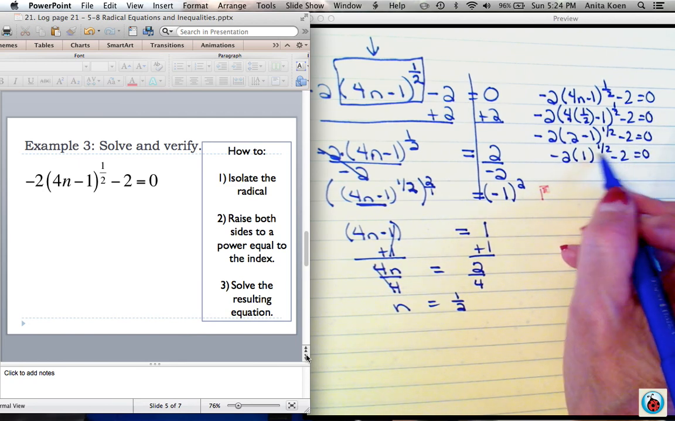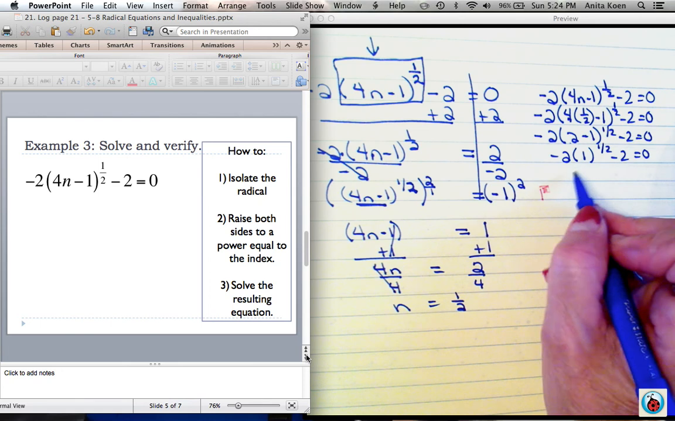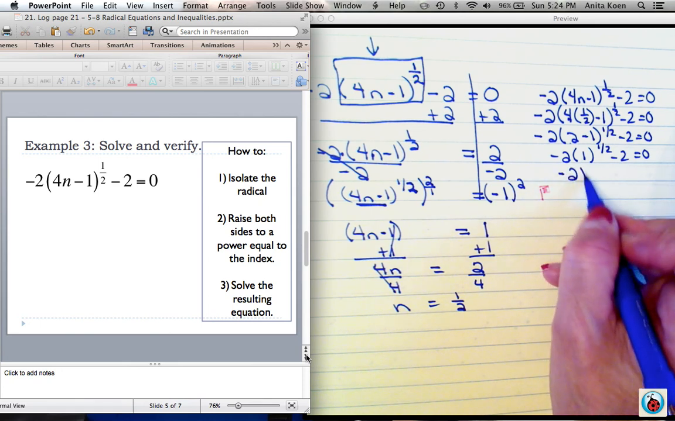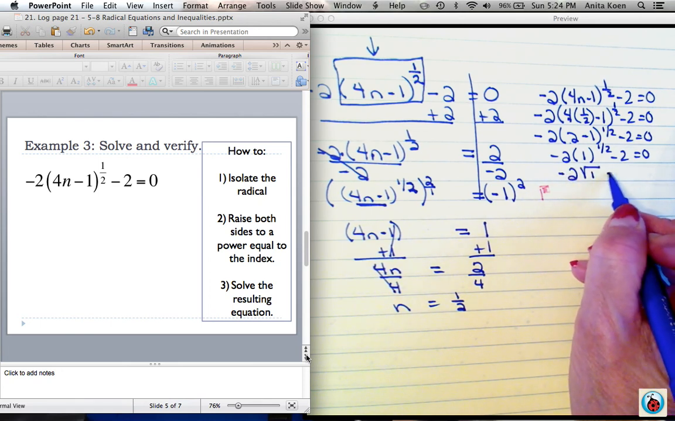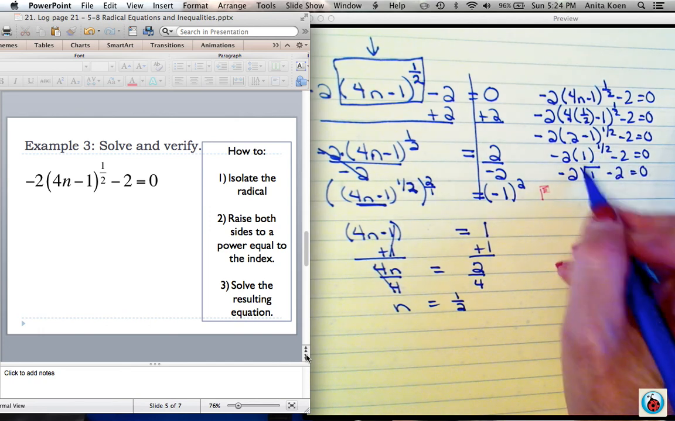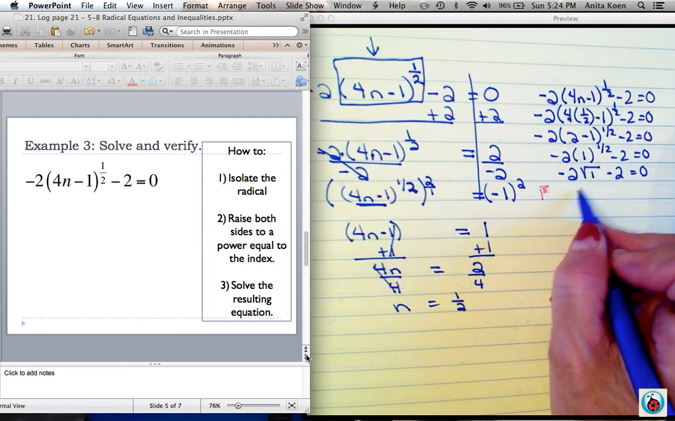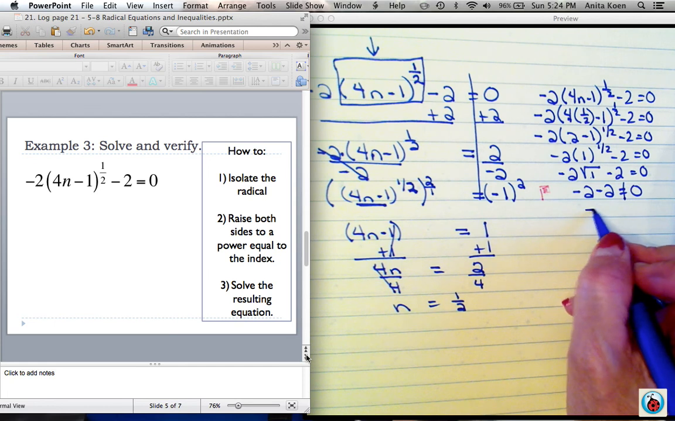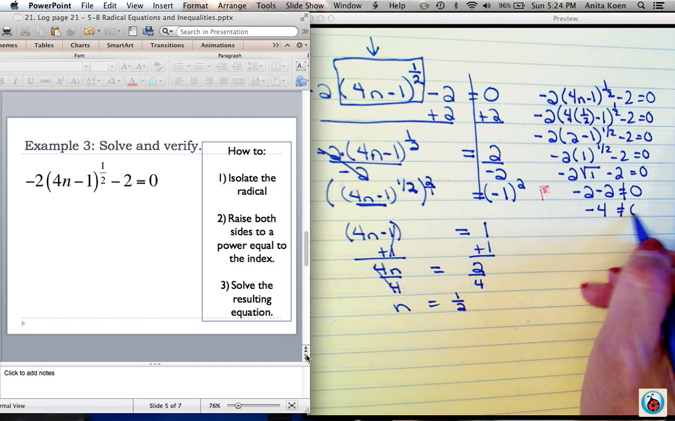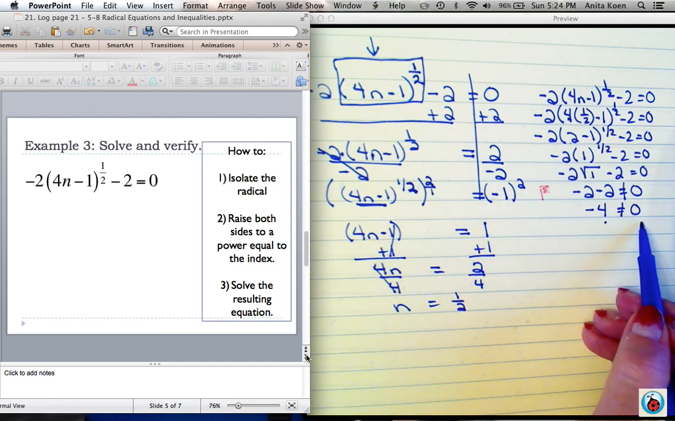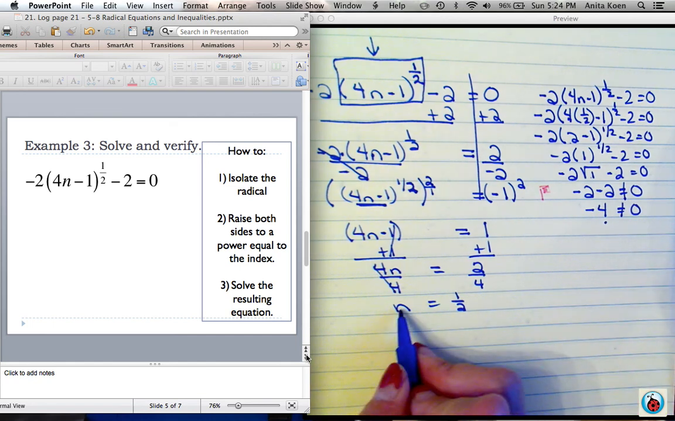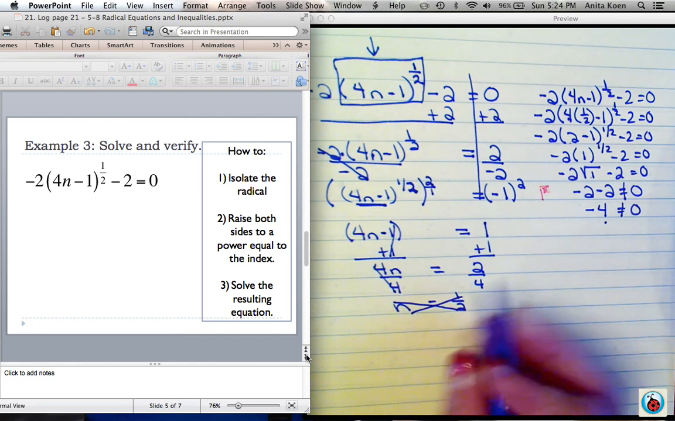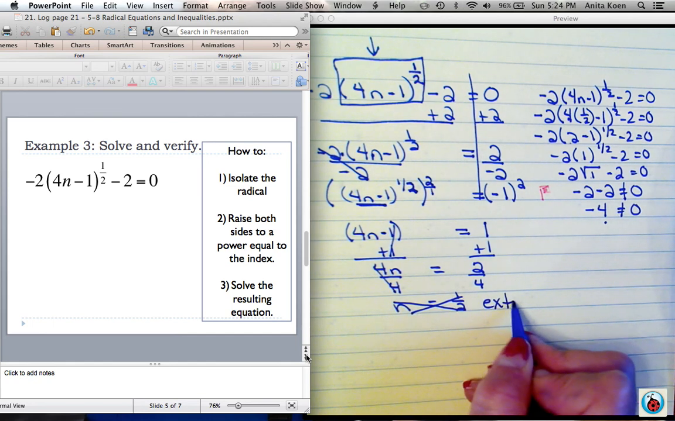This means the square root of 1, which is 1. If you want to look at it this way, you can. This is the square root of 1, which is 1. So negative 2 times 1 is negative 2, and negative 2 minus 2 does not equal 0. It equals negative 4. So negative 4 does not equal 0, so this is not the right answer. This is what we call an extraneous solution.